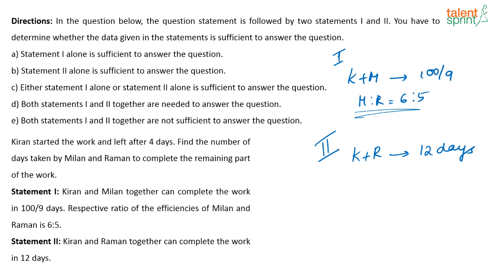So here if I use these two statements separately, I am not able to arrive at the answer. But if I use both the statements together, definitely I will be able to get the answer, right? So they are asking for the number of days Milan and Raman will take to complete the remaining part of the work, which obviously we should be able to find out with the given information. If we actually try to solve it, it's going to be a lengthy solution. But here you just need to know whether the given information is enough to arrive at the answer. So here the answer will be both the statements 1 and 2 together are needed to answer the question.